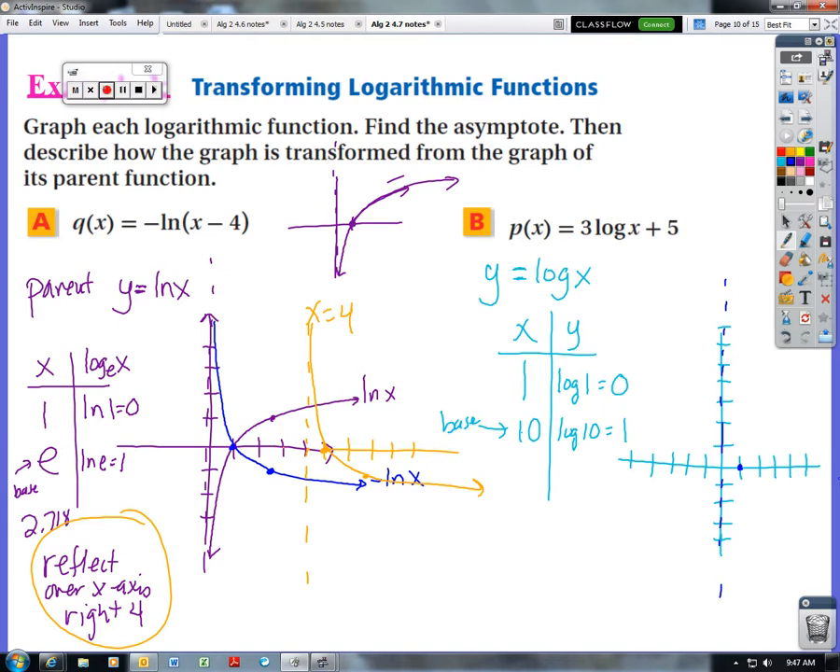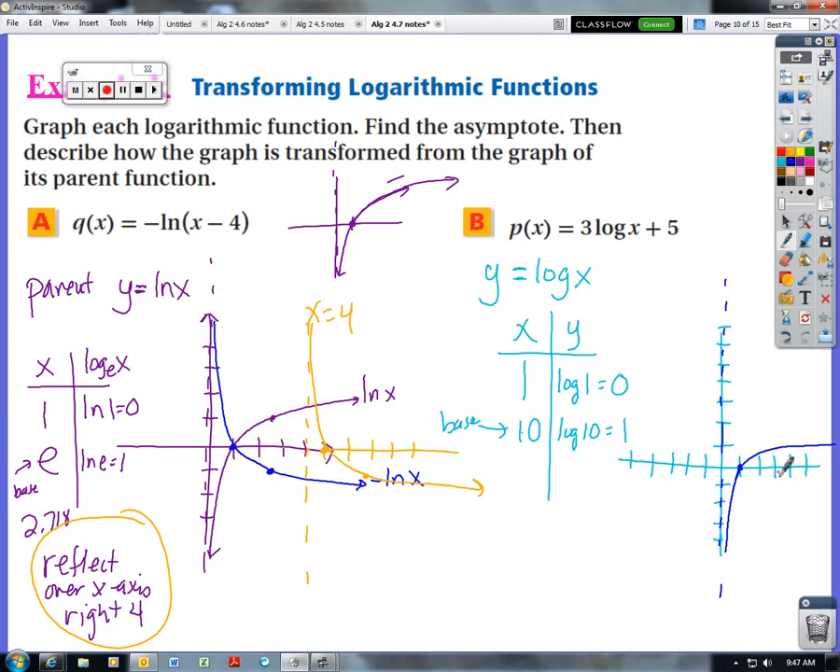Do I want to redraw it? It's going to be pretty flat, I'm just going to sketch it. That's good enough for now. I don't want to take the time to erase it and redraw it. You'll have to just use your imagination. Log of x is a lot flatter than natural log of x.